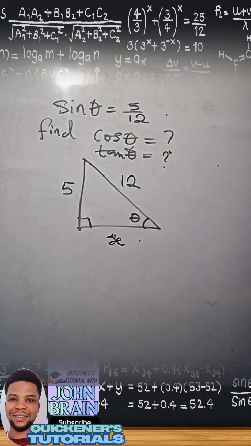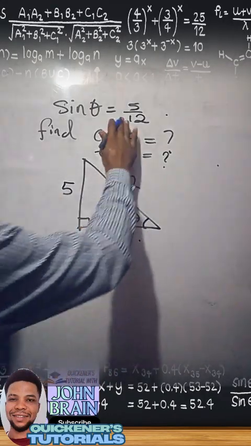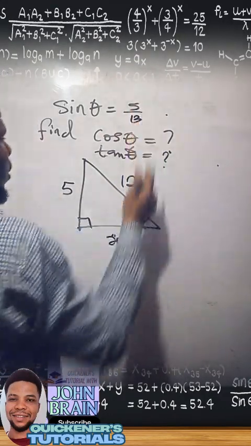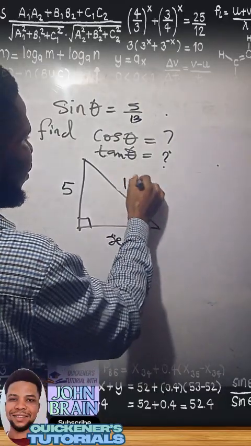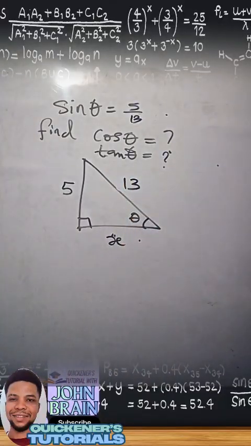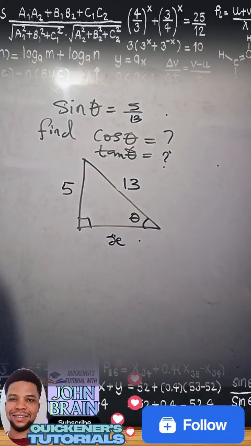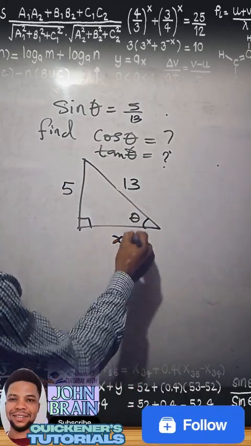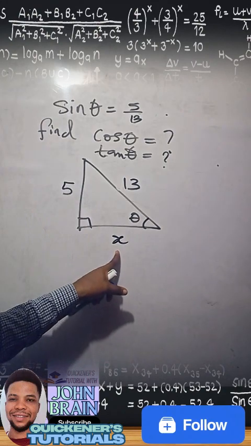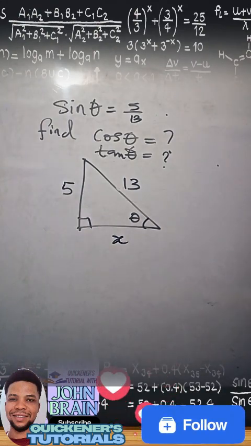I would like to correct something. Let me assume that this is 13 instead of 12. So this is 13. Now if there is 13 and there is 5, what would this side be? Let's call it x. Now to get x, we use Pythagoras theorem.